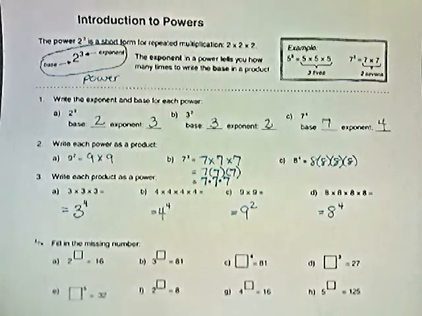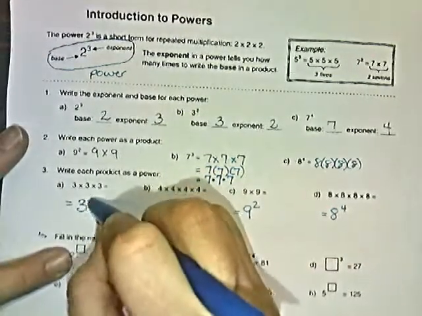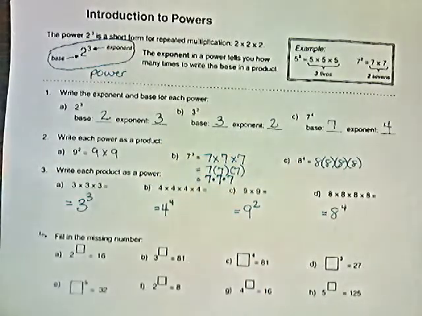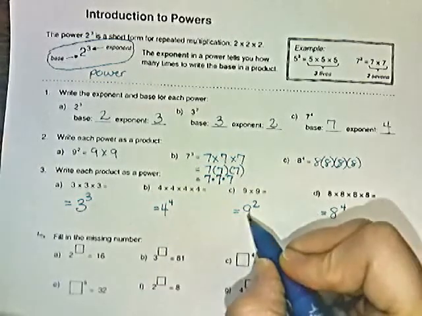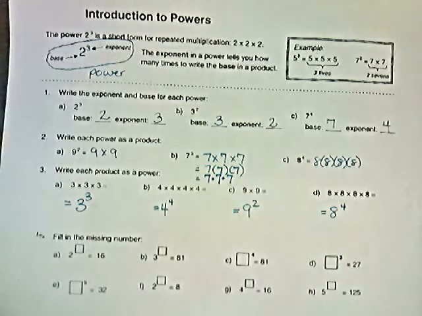Okay, so we have, oh my goodness, 3 3s, 3 to the exponent 3. I think I was looking ahead at the 4s. I have 4 multiplied by itself 4 times. I have 9 squared. I have 8 to the exponent 4.